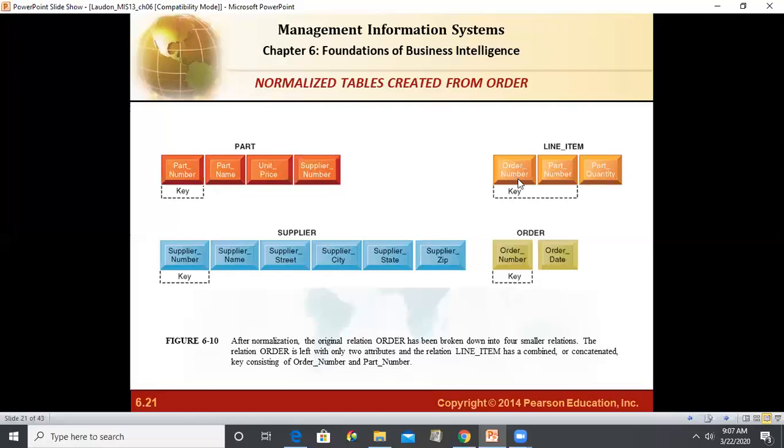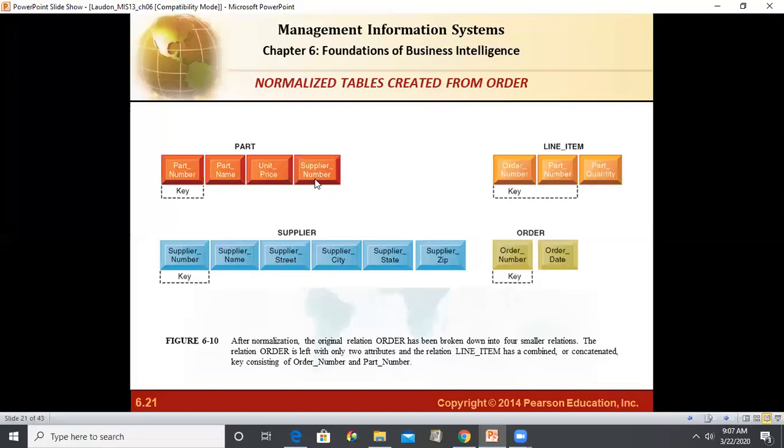As you notice, the order table contains only two unique attributes, which are order number and order date. The multiple items ordered are stored using the line item table here. And what normalization means is that there should be little data duplicated when we create an order. So most of the information can be retrieved by just using the keys to the part and supplier.